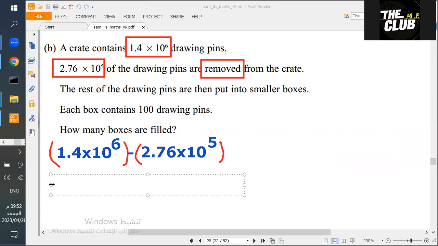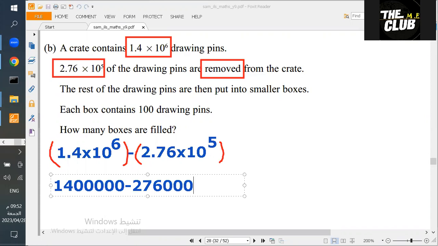1.4 times 10 power of 6. I get 1, 4 with 5 zeros: 1, 2, 3, 4, 5. Then minus, same idea: 2.76 times 10 to the power of 5, which is 2, 7, 6 with 3 zeros: 1, 2, 3. Then I get the answer: 1,124,000. So in the first step I did the subtraction, because it said removed.